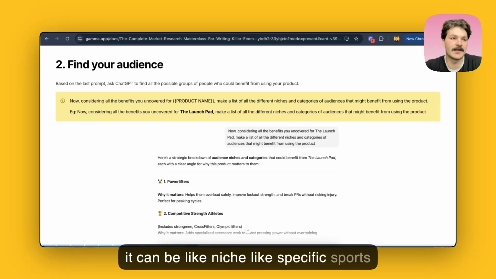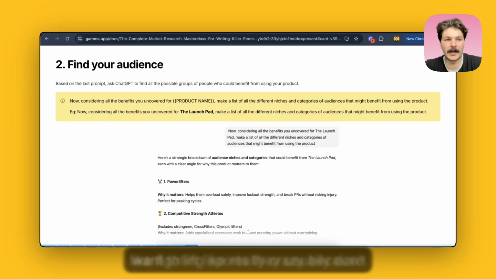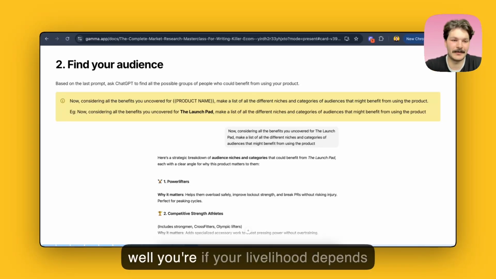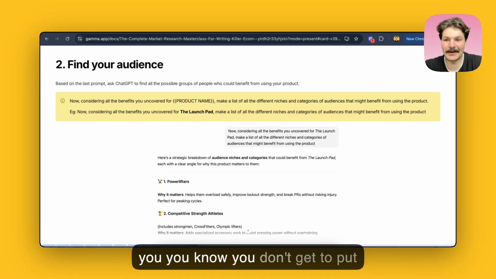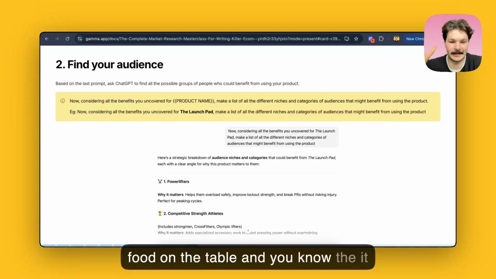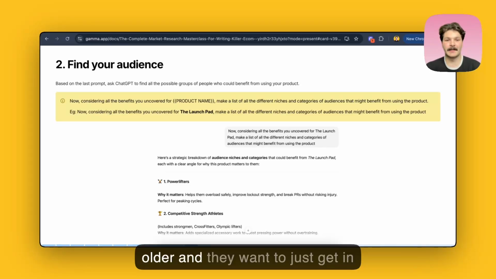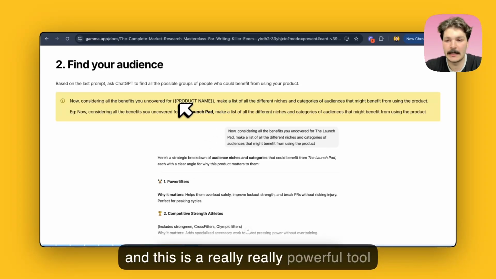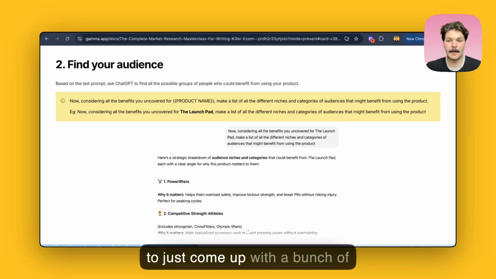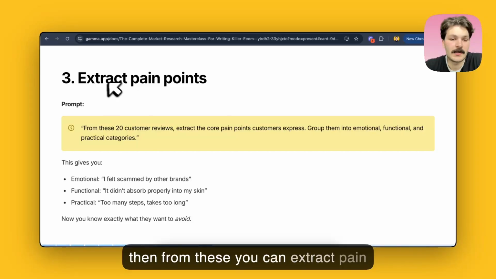It can be niche, specific sport athletes, like people doing fighting sports. They usually don't want to lift really crazy, because if your livelihood depends on it and you mess up your body, then you don't get to put food on the table. It gave me senior citizens, people who are a bit older and want to just get in shape, but without the risk of injury, etc. And this is a really, really powerful tool to come up with a bunch of audiences that you can target. And then from these, you can extract pain points.